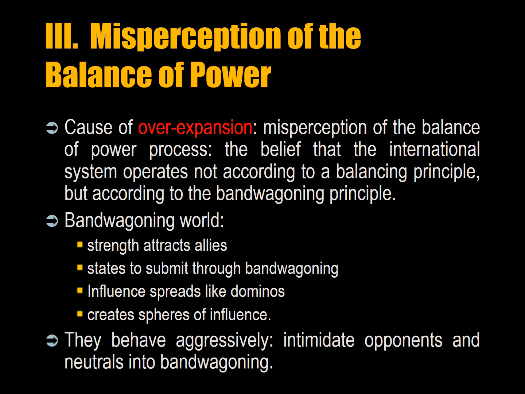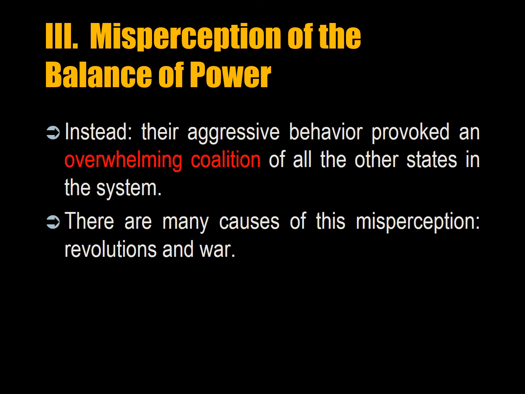To some extent, all of these leaders believed that the world was operating according to the bandwagoning principle and that aggression and threats would be rewarded. We think today of the way that China is behaving towards its neighbors: Vietnam, Philippines, Taiwan, Japan, South Korea, Mongolia, India, and Myanmar. So, there are issues there with China's belief in a bandwagoning environment. China's clearly trying to create an exclusive sphere of influence. Now, these states therefore behave very aggressively, thinking that they could intimidate states to bandwagon with them and not balance against them. Instead, their aggressive behavior provoked an overwhelming coalition of all the other states in the region.